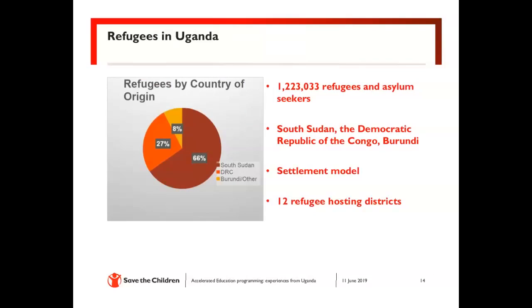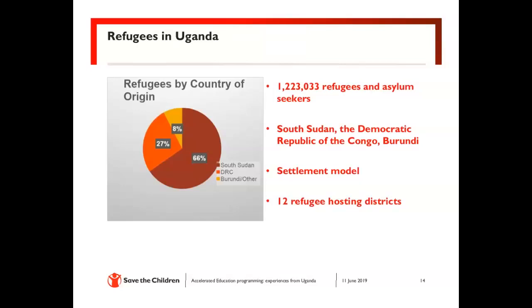Uganda has been impacted by three parallel emergencies from South Sudan, from Democratic Republic of Congo, and to a lesser extent from Burundi. In Uganda, a settlement model is used rather than a traditional camp model that many might be familiar with. When refugees arrive, they're allocated a portion of land to live on, and they have freedom of movement within the country. This is both an opportunity but also a challenge because settlements are quite large and spread apart, which makes provision of services, particularly education, a big challenge.